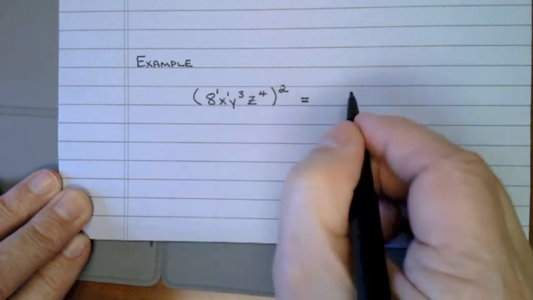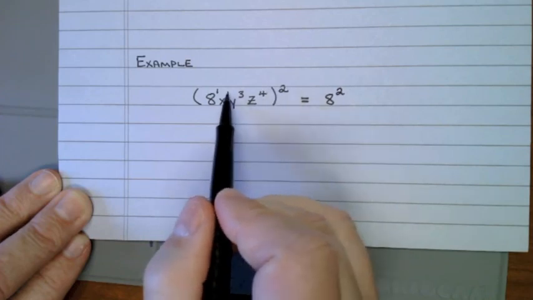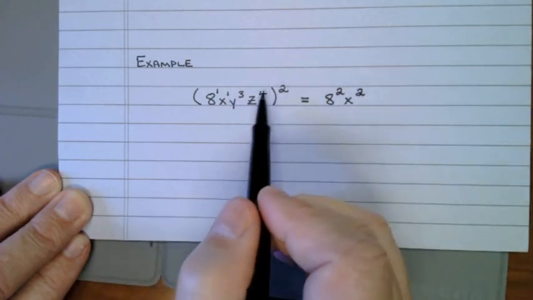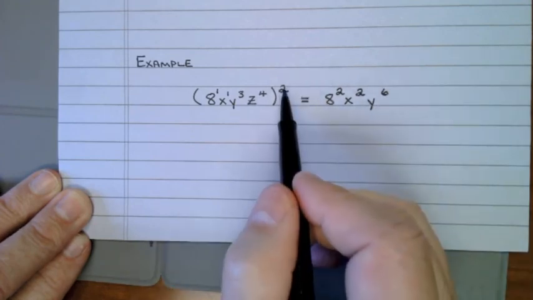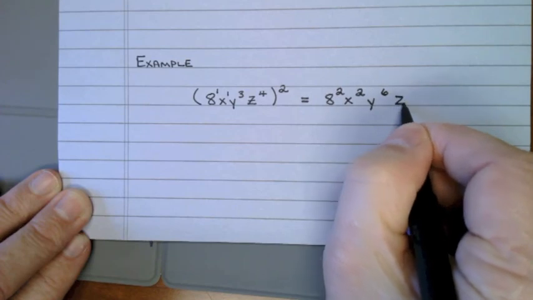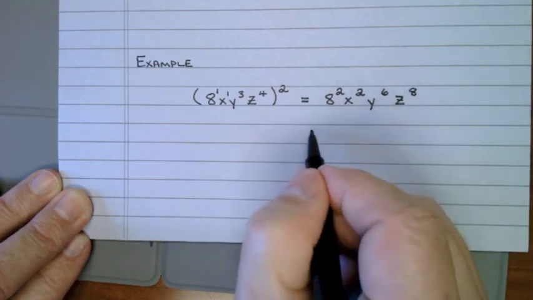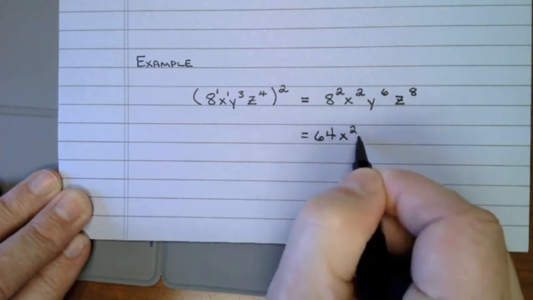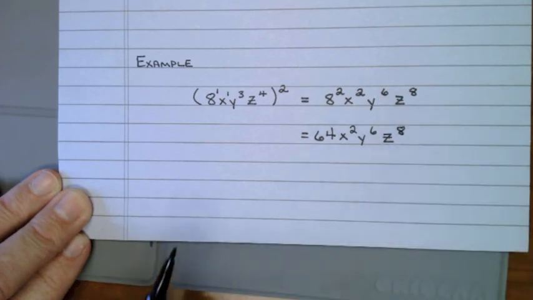2 times 1, 8 to the second power. 2 times 1, x to the second power. 2 times 3, y to the 6th power. 2 times 4, z to the 8th power. 8 to the second power is 64, and then I write the rest of them down. This rule only works if there's a monomial on the inside.